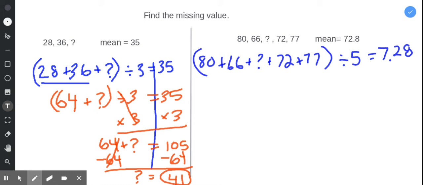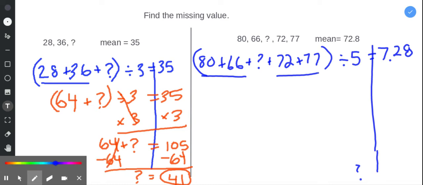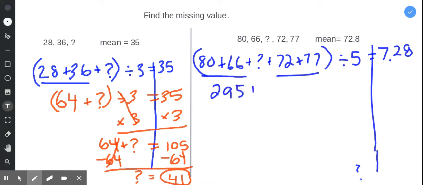Okay, so now I'm going to go through and I'm going to solve the equation and figure out what that question mark is. So the first step I'm going to do is I'm going to add all of these other data points together. In my calculator, I got 295. So I would have 295 plus whatever that 5th value is, that question mark, right? And then I would be dividing it by 5 and getting 72.8.